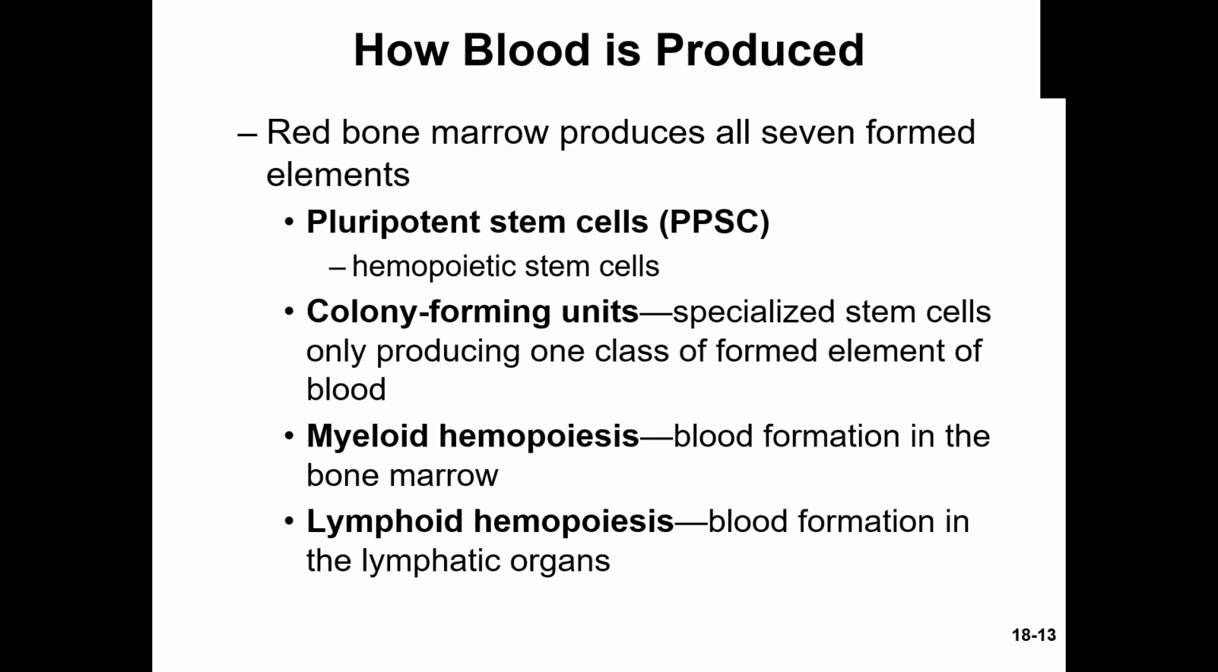The way the blood is formed is really cool. So let me talk through some of the language. We have the pluripotent stem cell, or the PPSC. This is going to be the start of all of your formed elements. So yes, red blood cells, but also it's going to form the platelets as well as the white blood cells.